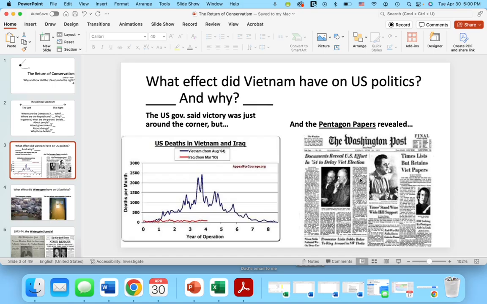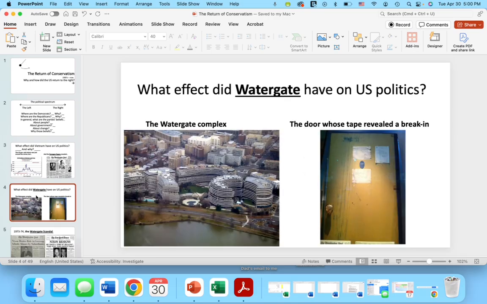So here's the front page of the newspaper. It says documents reveal a U.S. effort to delay the election. And the politicians were not completely open and honest with the people about how poorly the war was going. So the people lost trust and faith in the government. So they wanted a smaller government.